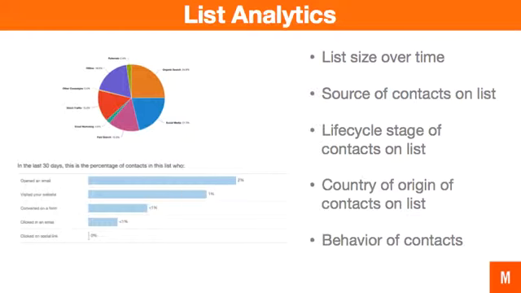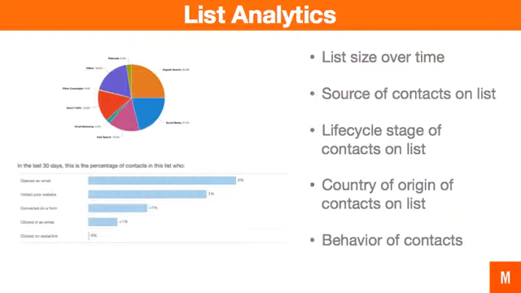Are they coming from direct traffic, Google AdWords? Are they coming from organic search, email marketing? Then you can look at the list and go, from this list, how many of these people are customers? How many are leads? How many are subscribers? How many are marketing qualified leads? You could also look at, in this list, where are these contacts from? What country are they from?